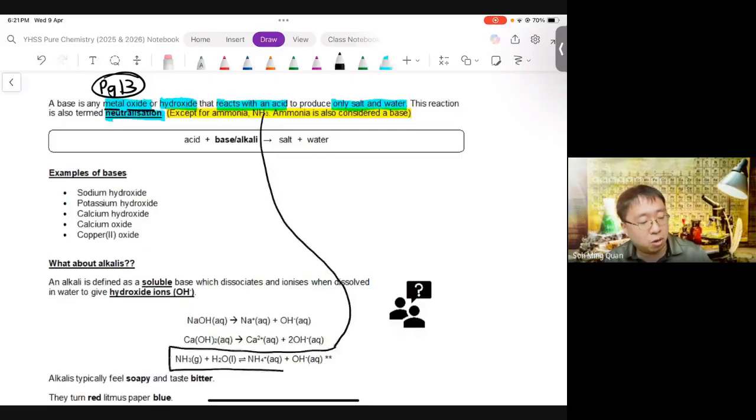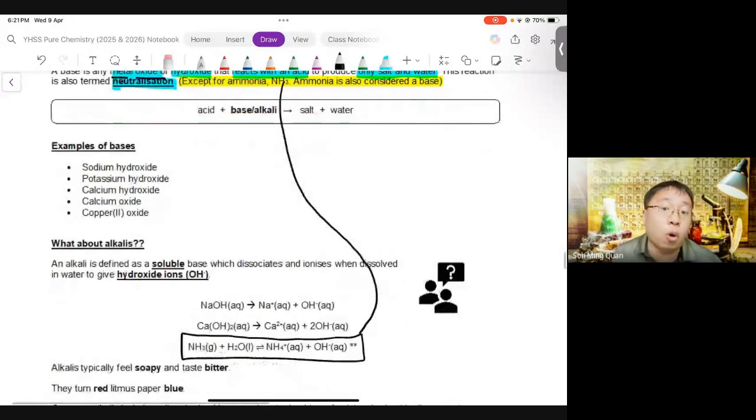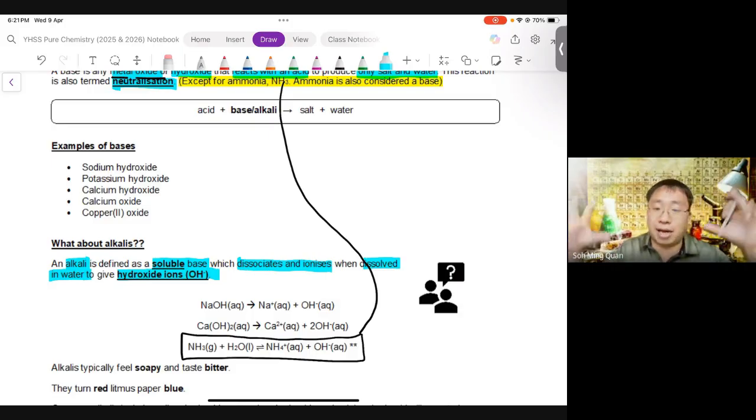Ammonia, however, once it meets water, is able to dissociate and ionize in water to form OH minus ions. And this brings us to the next term, alkali. An alkali is actually a soluble base. That means a base that can dissolve in water, and dissociate and ionize when dissolved in water to give hydroxide ions, OH minus. So you can see, alkalis are more restrictive. They must give hydroxide ions.